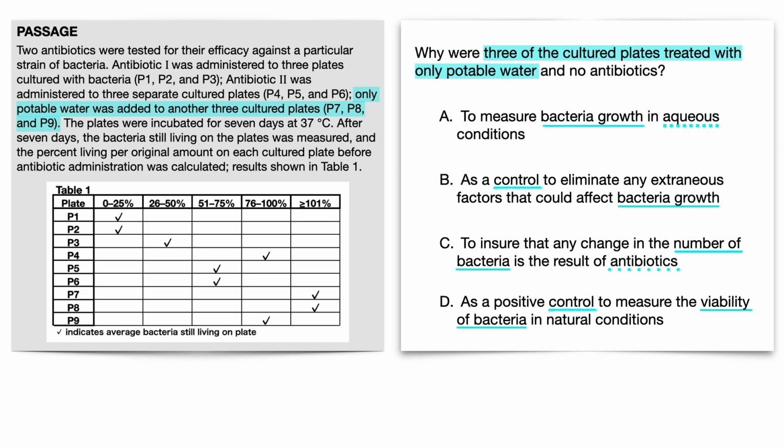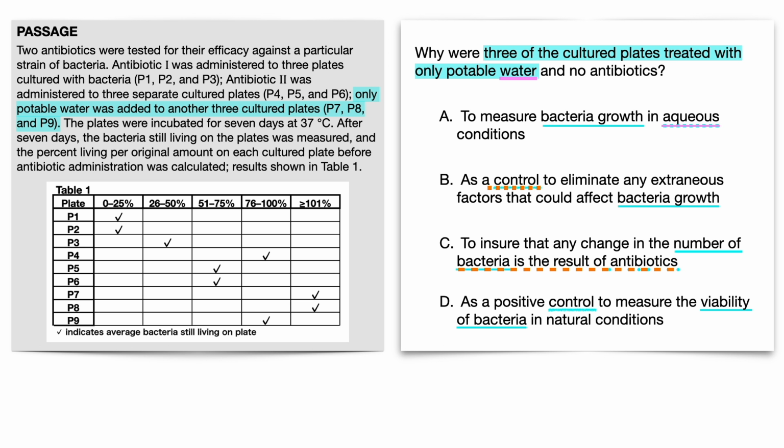Answer choice A says to measure bacterial growth in aqueous conditions, which is at least on point with water, so this is possible. Answer choice B says as a control. Control sounds right for only adding water, so this is possible. Answer choice C says to ensure that any change in the number of bacteria is a result of antibiotics. After processing answer choice B, if you concluded that adding only water makes sense for a control, then since control groups are used to compare with sample groups, this is possible as well.